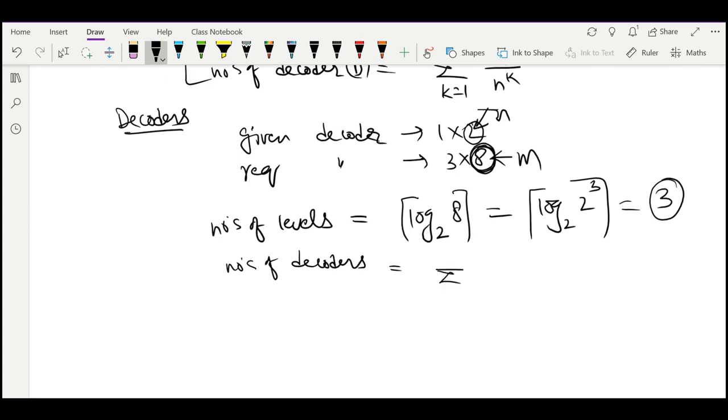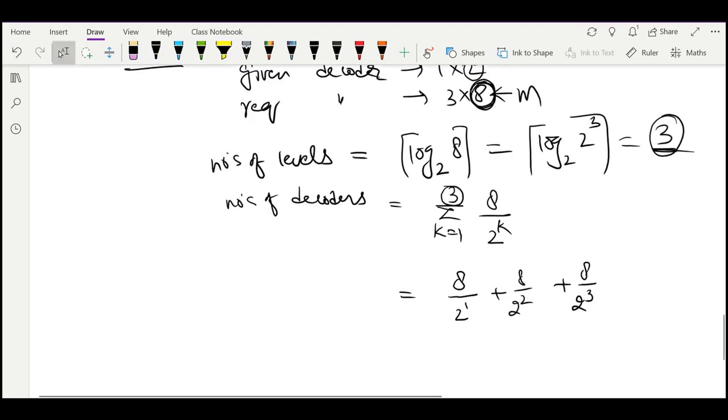that is summation of k equal to 1 to 3, so we have L equal to 3 only, and m is 8 divided by 2, which is n to the power k. If we expand this formula, we will see 8 divided by 2 to the power 1 plus 8 divided by 2 to the power 2 plus 8 divided by 2 to the power 3. So we have to go till 3, and see here, this is 4 plus 2 plus 1.